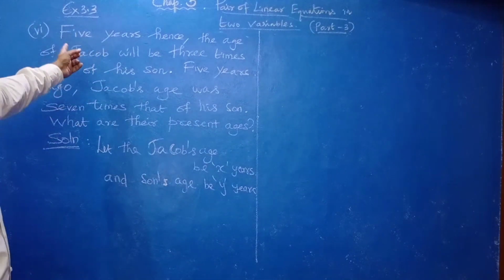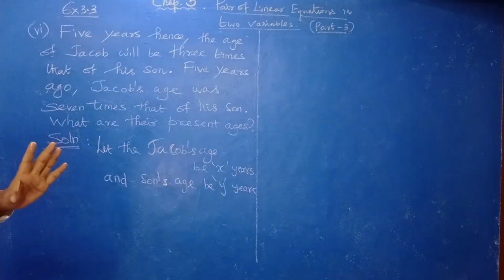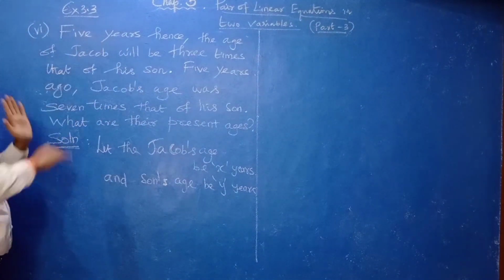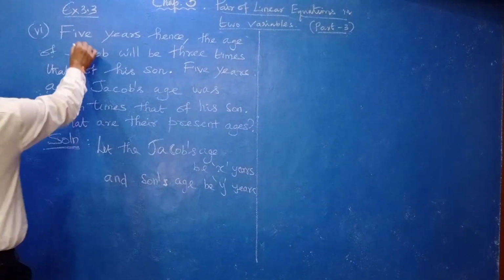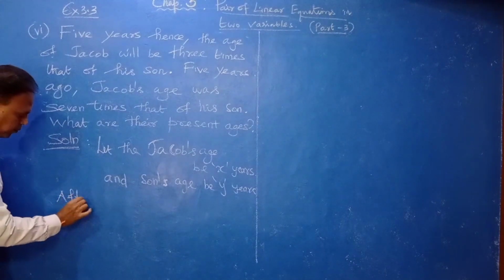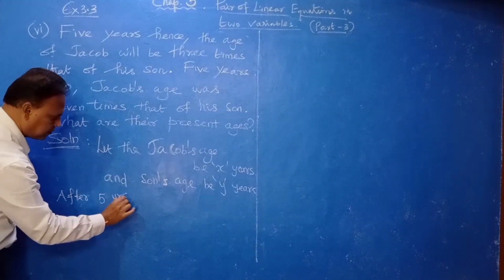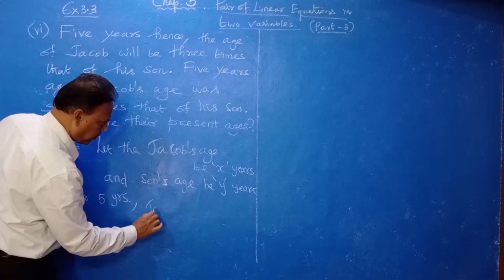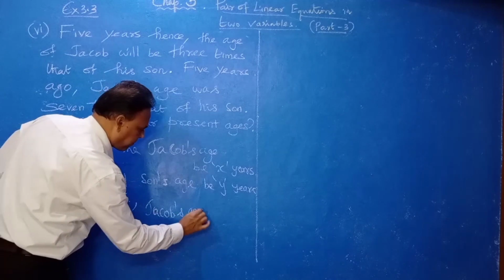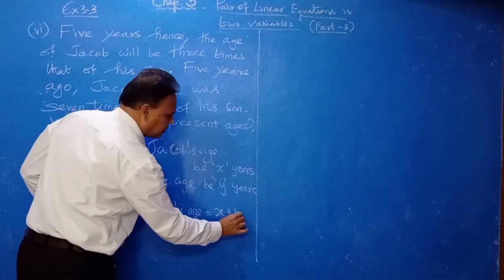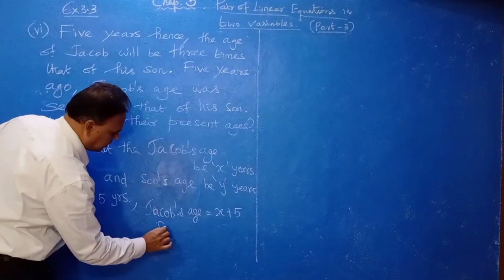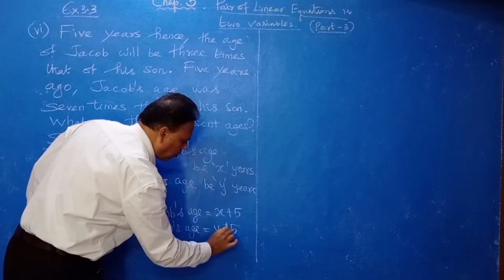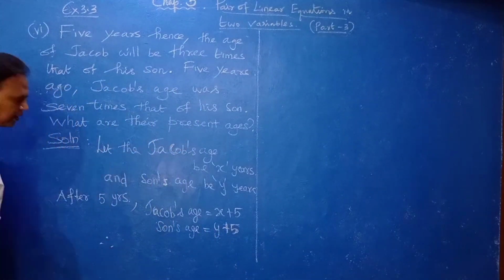First you have to find out 5 years hence. That means after 5 years, what will be Jacob's age and what will be the son's age? First you have to find that, then convert it into a mathematical statement. 5 years hence means after 5 years. Jacob's age is already x, after 5 years it means plus 5, so x plus 5. Then son's age is y plus 5.